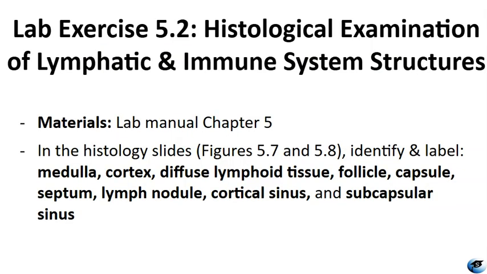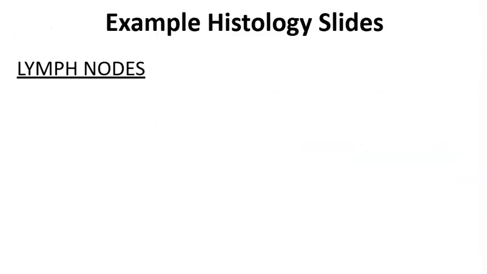Then for lab exercise 5.2, this is the histological examination. So we will be using slides in lab, but online we're using figures 5.7 and 5.8. You want to identify medulla, cortex, diffuse lymphoid tissue, follicle, capsule, septum, lymph node, cortical sinus, and subcapsular sinus.